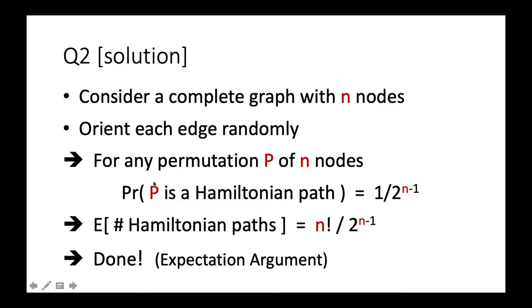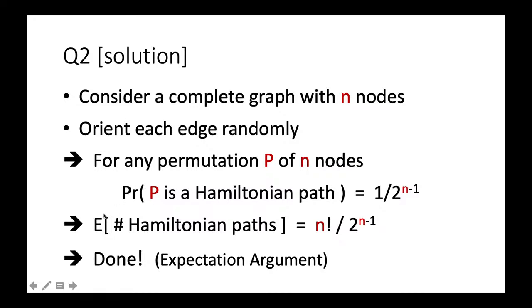Okay, so for a fixed permutation P, it is a Hamiltonian path with a chance of 1 over 2 to the power n minus 1, right? The reason is, for this fixed permutation, if it is a Hamiltonian path, we need all the n minus 1 edges connecting them to be in the same forward direction. So this happens with a chance of 1 over 2 to the power n minus 1. The n minus 1 comes from the number of edges here.